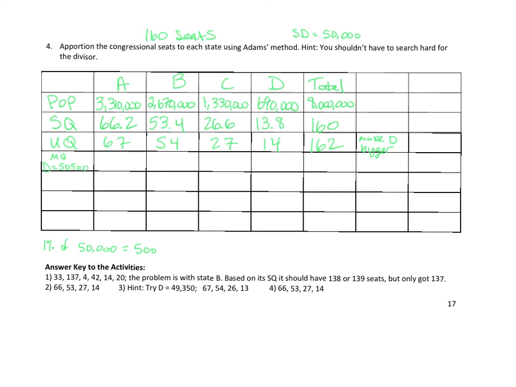So I'm going to divide each state's population by 50,500 and put them in these blanks. Okay, I took care of that. The sum of the modified quotas doesn't give you useful information, so we won't bother adding that up. Now I'm going to round them all up. Modified upper quota: with Adams' method, you always round up. So this gives me 66, 53, 27, and 14, and that adds up to 160. Done.